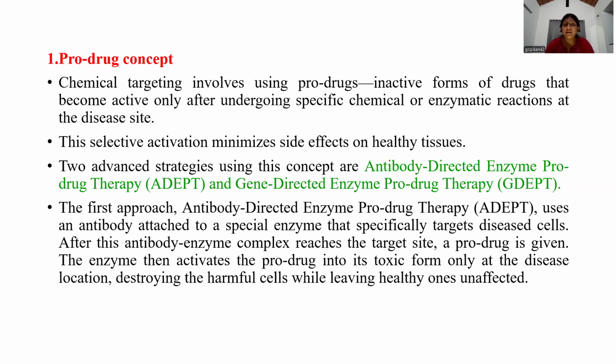And also, there are two advanced strategies using this concept. The first one is the antibody directed enzyme prodrug therapy, which is also known as ADEPT, and also gene directed enzyme prodrug therapy, which is GDEPT. So the first approach, antibody-directed enzyme prodrug therapy, uses an antibody attached to a special enzyme that specifically targets the disease cell. And after this antibody enzyme complex reaches the target site, a prodrug is given, and the enzyme activates the prodrug into its toxic form only at the disease location, destroying the harmful cell while leaving the healthy one unaffected.